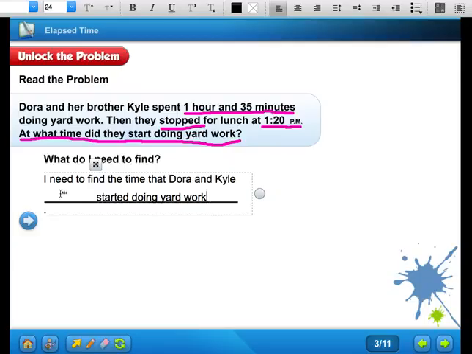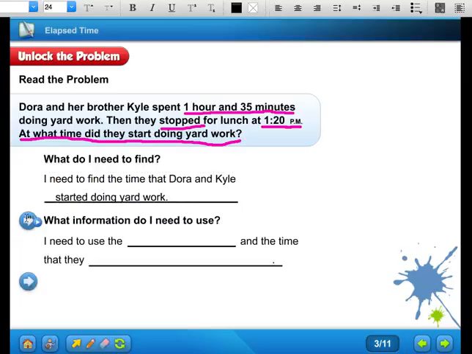Trying to move that period back up. And it doesn't seem to be working. There it goes. All right. Move it a little closer. Make it look nice. So I need to find out what time they started doing yard work. All right, let's see what the next question asks.